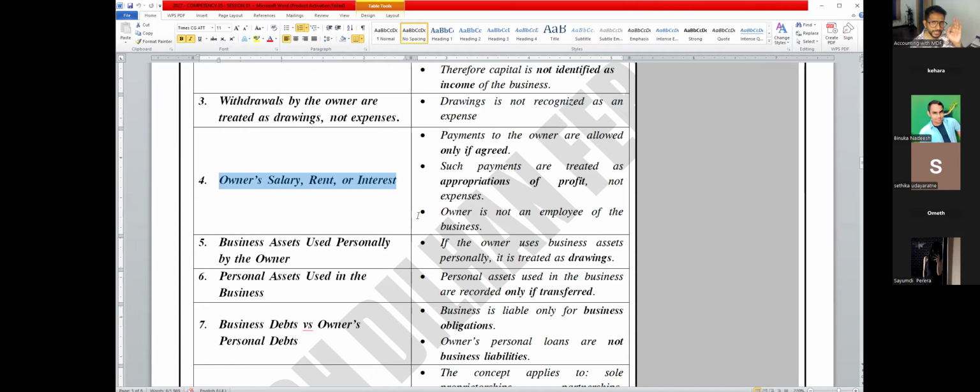Owner's salary, rent and interest. I gave this point so you listen carefully, because later there is a lesson called partnerships. Payments to the owners are allowed only if agreed. I will explain this nicely in partnerships; for now remember it. If there is an agreement of the partners to make such a payment, the payments are allowed. But listen to me very carefully: such payments are treated as appropriation of profits.